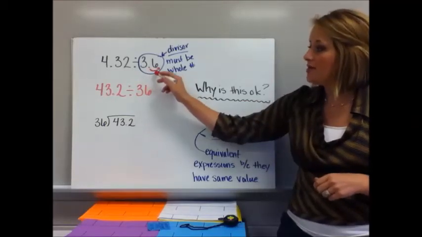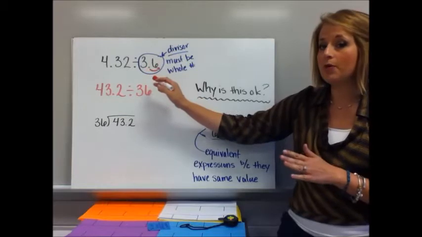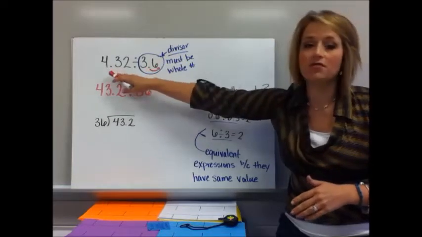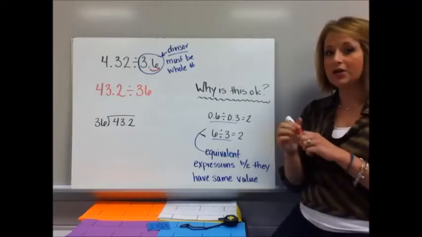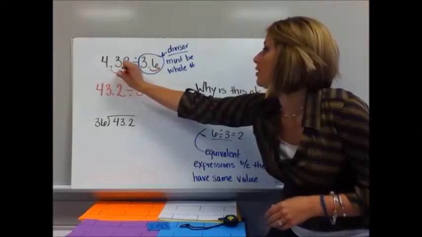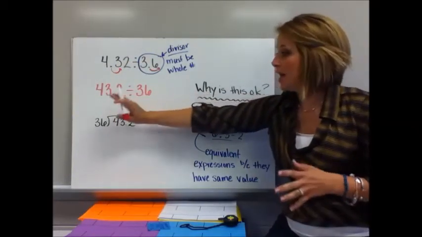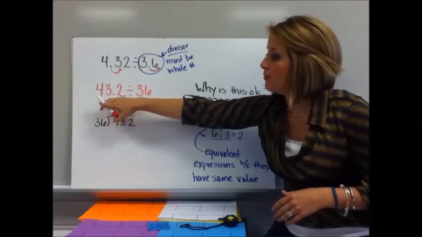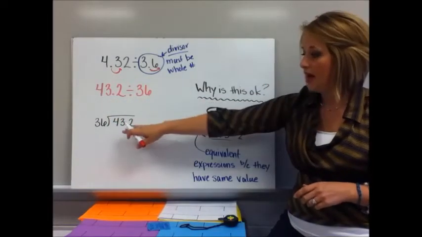If I move the decimal over in the 3.6, I have to do the same thing to the 4.32. Math is all about being equal, and here is a case in point. So I'm going to move the decimal over here as well. You can see where I've rewritten this now. So now I'm thinking of it as 43.2 divided by 36. Put that in my division box.